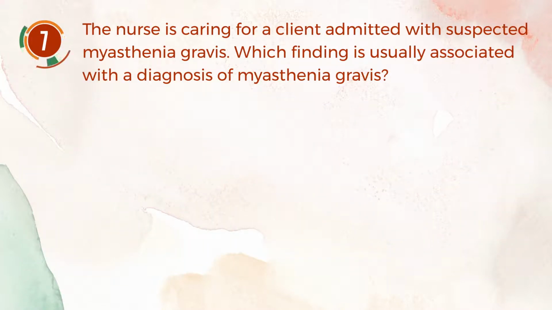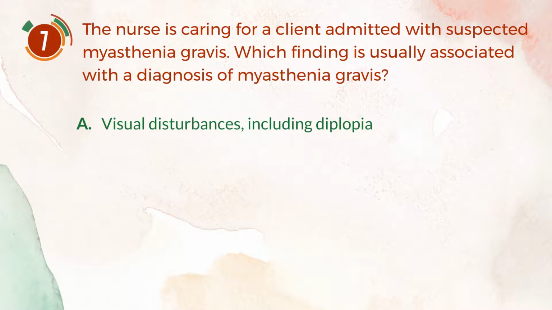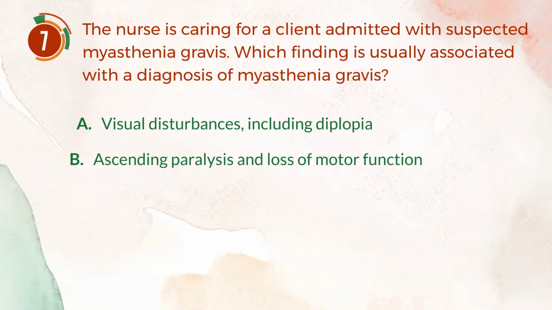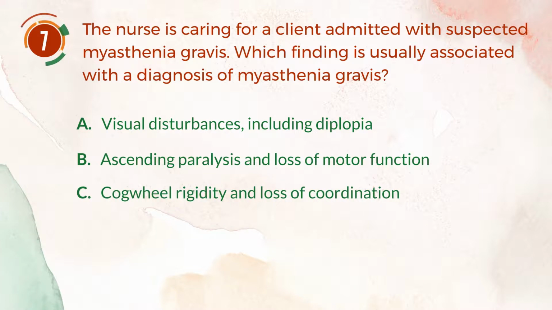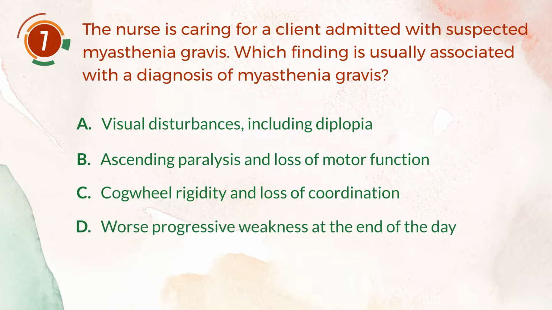Number 7. The nurse is caring for a client admitted with suspected myasthenia gravis. Which finding is usually associated with a diagnosis of myasthenia gravis? A. Visual disturbances, including diplopia. B. Ascending paralysis and loss of motor function. C. Cogwheel rigidity and loss of coordination. D. Worse progressive weakness at the end of the day.